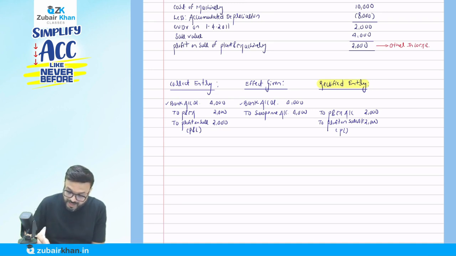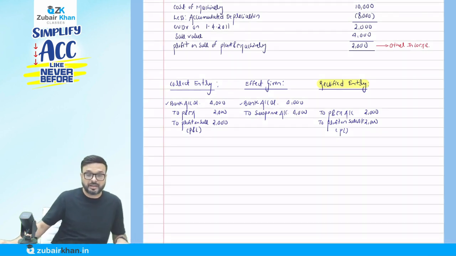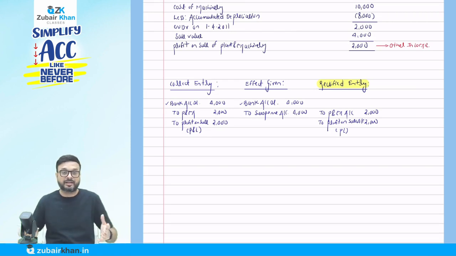But you know what they have done here? They have credited the suspense account, and they should not do it. Something which we have credited and should not have, to cancel it we have to debit it.